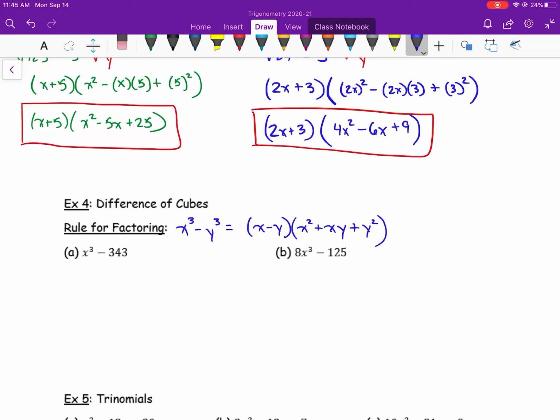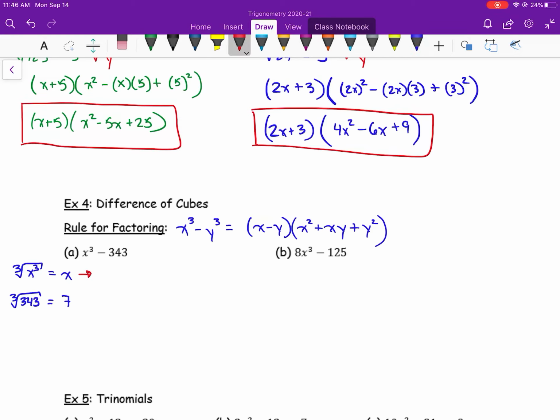So same thing's going to apply. We're going to check the first term and the second term to see if they are perfect cubes. So the nice thing is when you take the cube root of a cube, it's going to be x. Cube root of 343, you can do that in the calculator by just doing 343 caret 1 divided by 3. It'll give you the same answer. Cube root of 343 is 7.